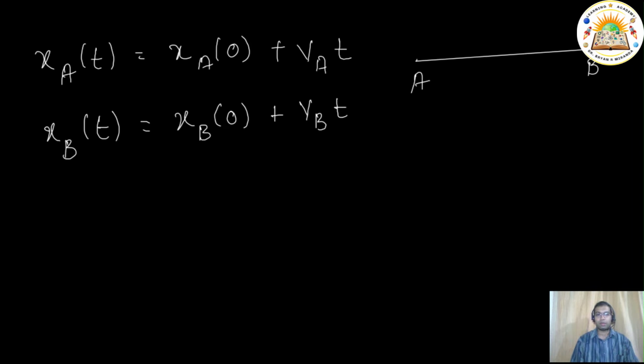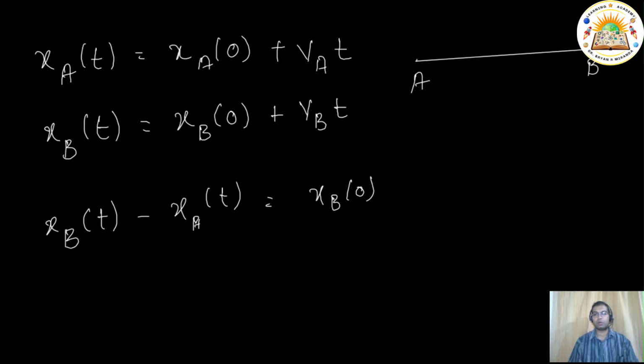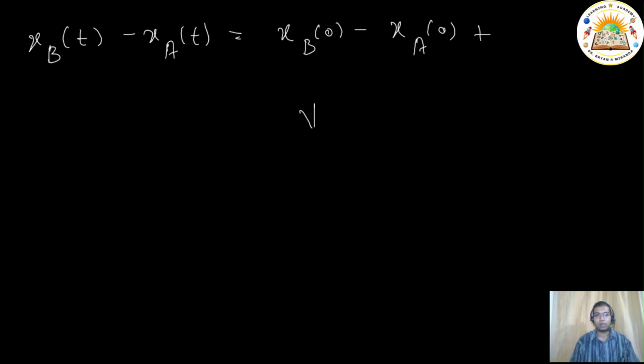So if I take the difference between the values that are there here, let us see what we get. I will have xb of t minus xa of t is equal to xb of 0 minus xa of 0 plus Vb minus Va of t. What I've done is just subtracted them. Now this equation is very crucial to us, so let me rewrite it. I have got xb of t minus xa of t is equal to xb of 0 minus xa of 0 plus Vb minus Va into t.